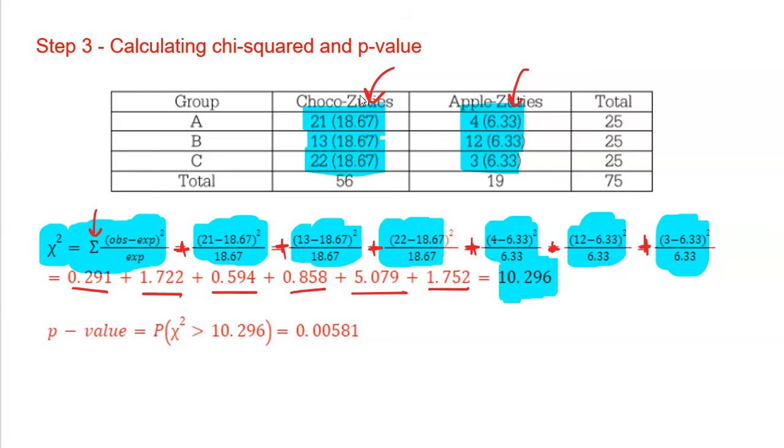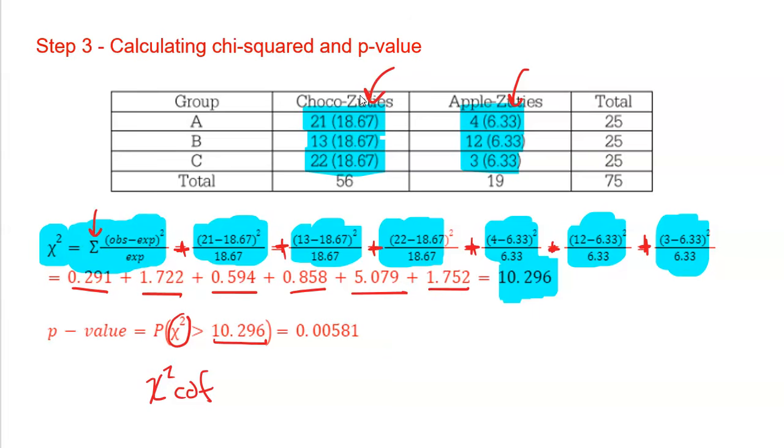Now, to get your p-value, the p-value is the probability of that test statistic chi-squared being greater than 10.296. Chi-squareds can only be positive, obviously because of your squaring, so you're always looking greater than your chi-squared value. On a TI-84 calculator, you're going to be using your chi-squared CDF. And when you go to chi-squared CDF, your lower value is going to be that 10.296. Your upper value is going to be 999, just going all the way up to infinity, essentially.